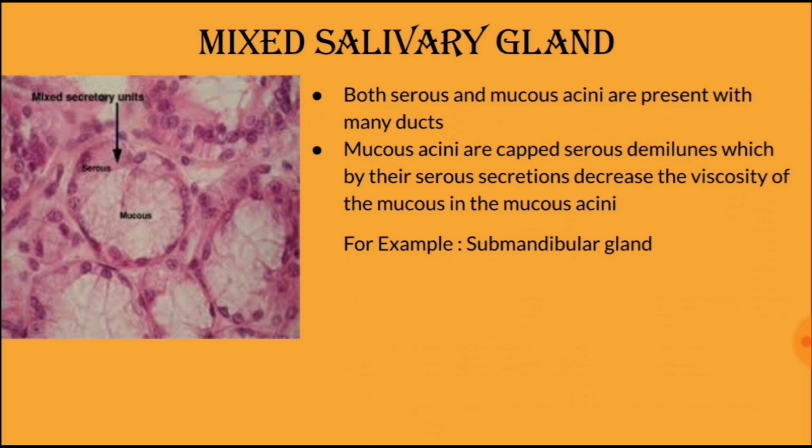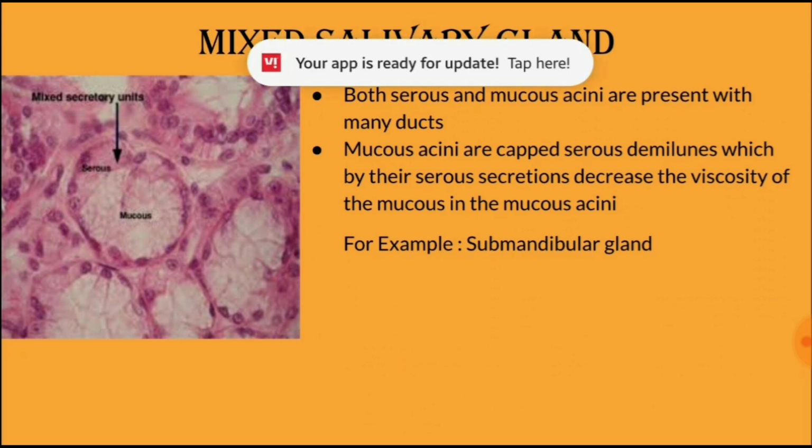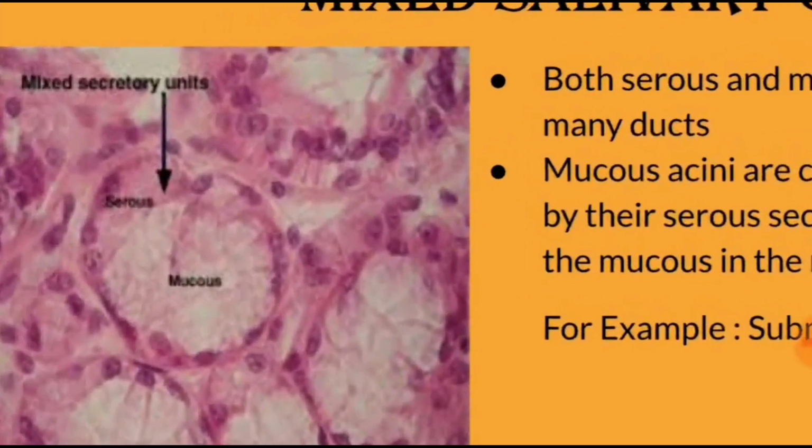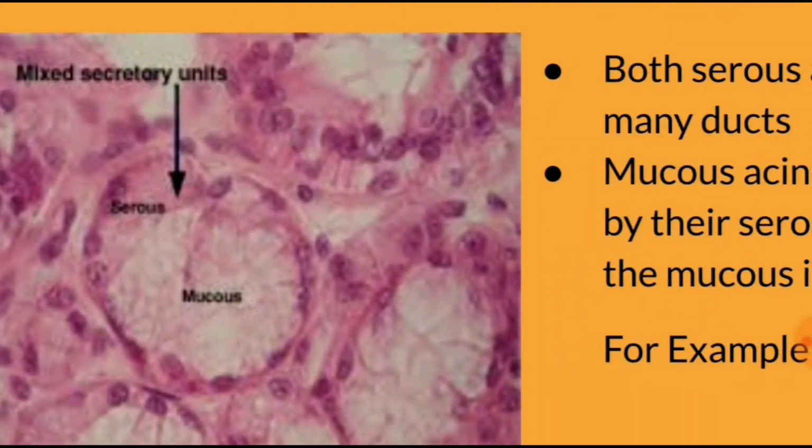So as the name says, mixed salivary gland, there are two different types of glands which consist of serous as well as mucous acini. So there are both the serous as well as mucous acini present, and they have many ducts in it. So you can observe the lobule has both serous as well as mucous acini, wherein the mucous acini is capped by a serous demilune. So you can see a half moon shaped serous gland is covering the other part of the mucous acini.